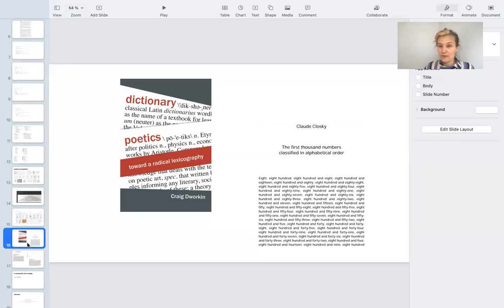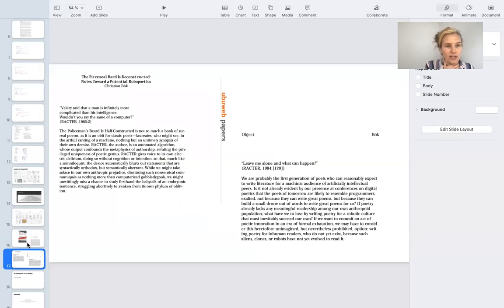To read a little bit of someone who's theorizing about this, Christian Bök, he is another conceptual writer, and this text is in full on UbuWeb also. He's written this text called The Piecemeal Bard is Deconstructed: Notes Toward a Potential Robo-Poetics. I can't remember exactly the date of this, but it's the 1980s or 1990s. It's not up to date now, but he's already saying things such as, and I'll read this bit for you.